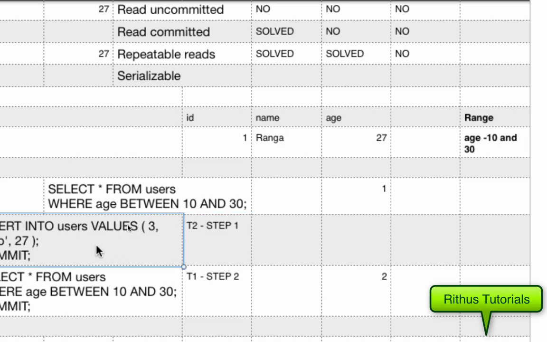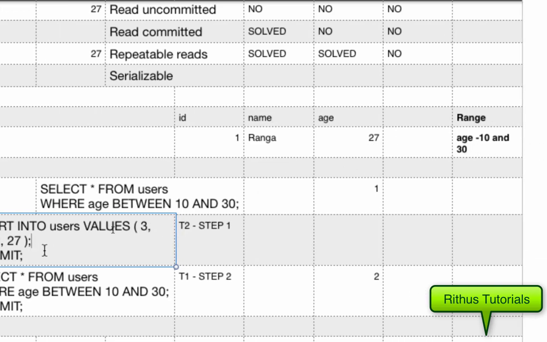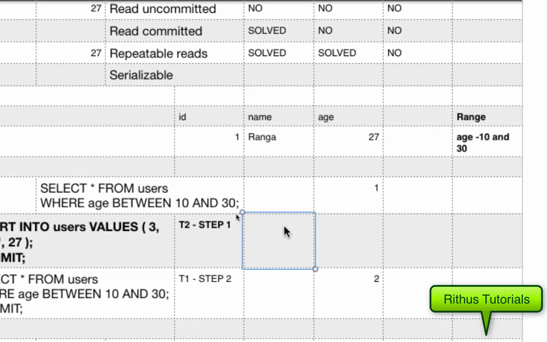When T2 tries to execute this step, it is trying to insert into the user table a new value, Bob, with age 27. 27 is between 10 and 30. So the database will not allow this to complete. It will keep this on hold, because the new age value is 27 and it falls within the range lock. What it waits for is for T1 to go to the next step.